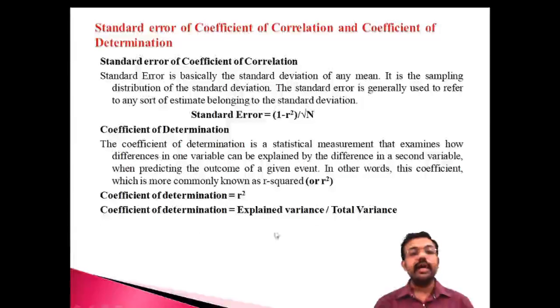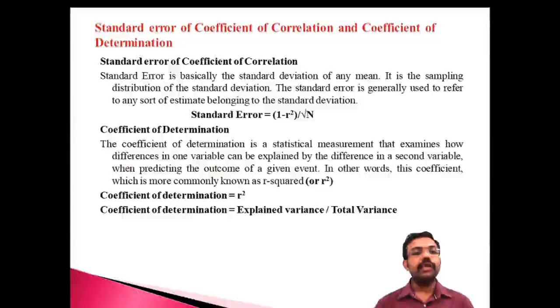Another formula for the coefficient of determination is explained variance divided by the total variance. We can use it this way: explained variance divided by the total variance. That is a formula regarding the coefficient of determination.